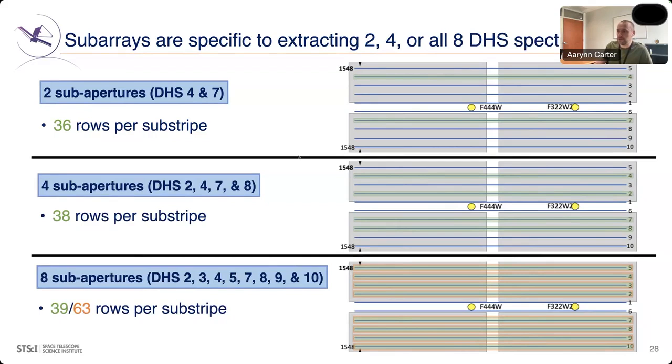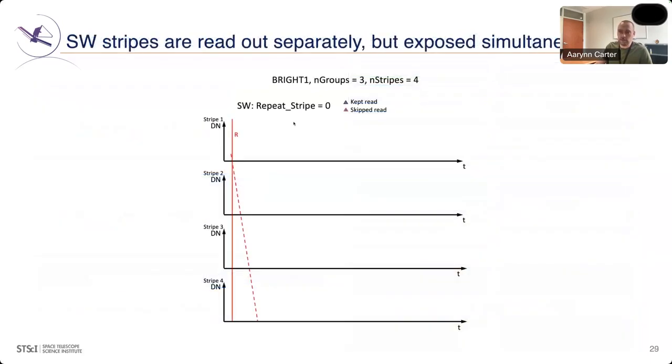Now, this raises an interesting question, and it might be in some of your heads: how is the detector reading this out? How is it jumping between things? And the main thing to keep in mind is that the DHS spectra are read out separately, but exposed simultaneously. So I'm going to do a bit of a walkthrough here, step by step. And you can imagine this for a case where we're reading out 4 stripes, which is the most you'll ever be reading out on one detector.